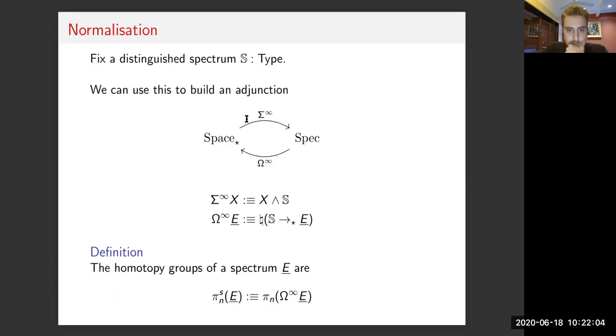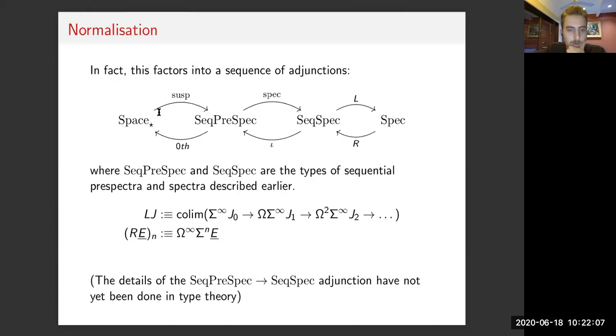So this adjunction here that I've got factors into a sequence of adjunctions. Here I've got sequential pre-spectra and sequential spectra. And by these, I mean the types of pre-spectra and spectra that I defined way back at the start of the talk, if we restrict the types in the sequence to be spaces. I can see that I'm running out of time, so I'll just say this very quickly. If you have a pointed space, you can turn it into a sequential pre-spectrum, the suspension spectrum, and this operation is adjoint to taking the zeroth space. And given a sequential pre-spectrum, you can spectrify it, and this includes into sequential pre-spectra.